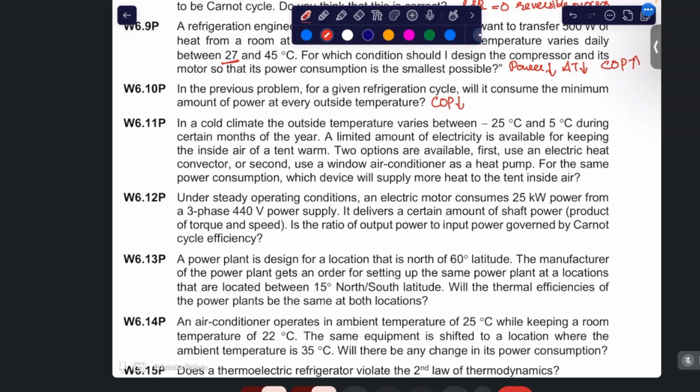COP down, power consumption high. That means T hot high. T hot high means COP low. COP low means power consumption is high.